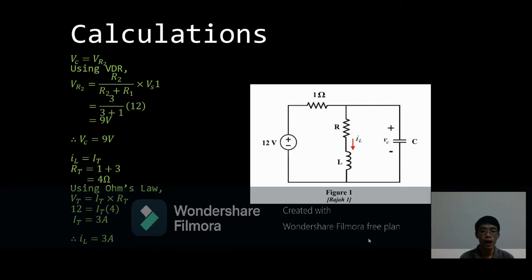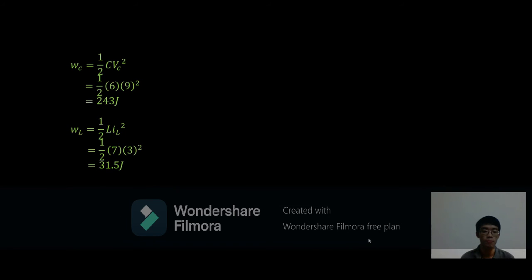Whereas for IL, it is equal to IT. And if you take notice for this circuit, the capacitor is already an open circuit, so therefore this whole circuit will actually behave like a series circuit. Therefore, there's only one current running in this whole circuit, and we can just apply Ohm's law, which is Vt equals to It times Rt, and therefore we'll get It is equal to 3 ampere. Therefore, IL will also be equal to 3 ampere.